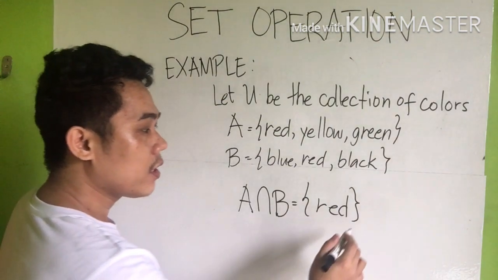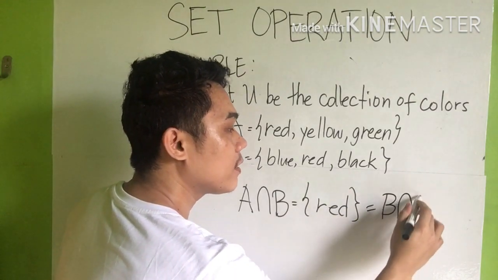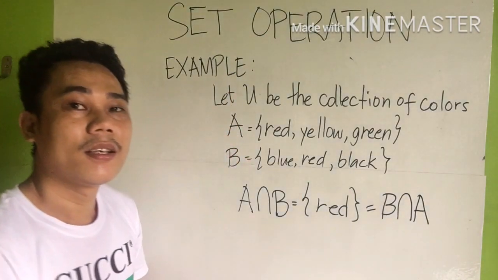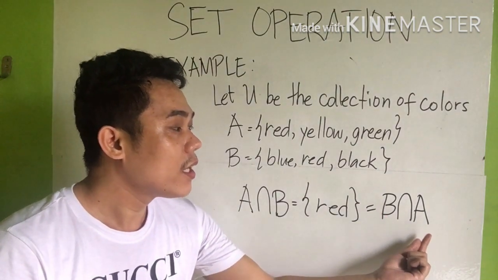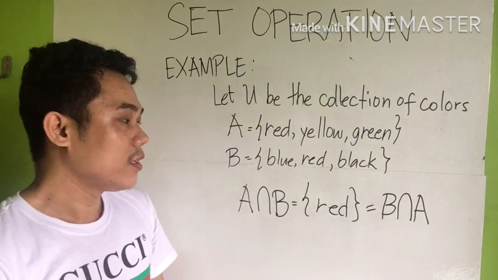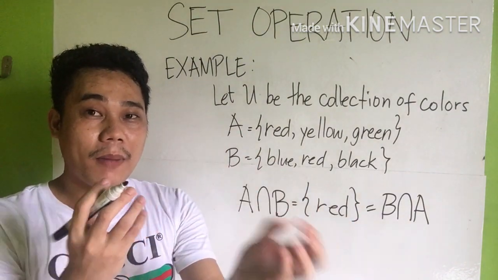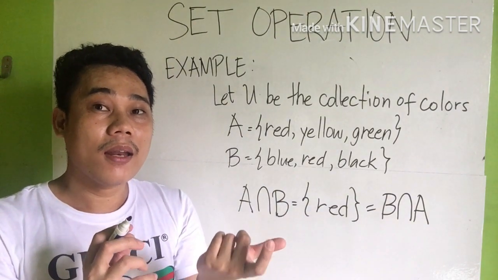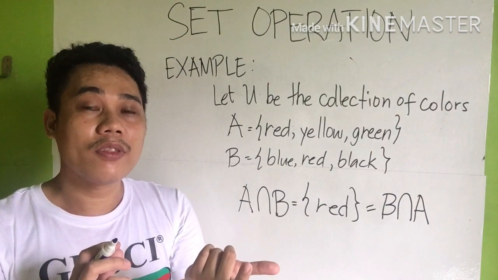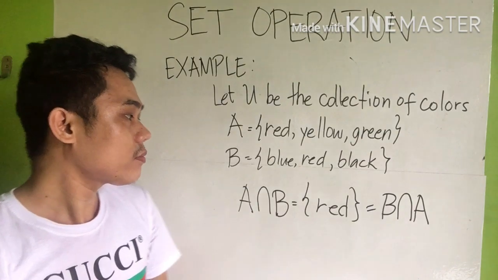So, take note na this is just also equal to B intersection A. So, by definition, na common sa B at saka common sa A. So, yung union at saka intersection pala, pwedeng baliktarin mo yung dalawang set. In other words, A and B commute under the operation union and intersection.